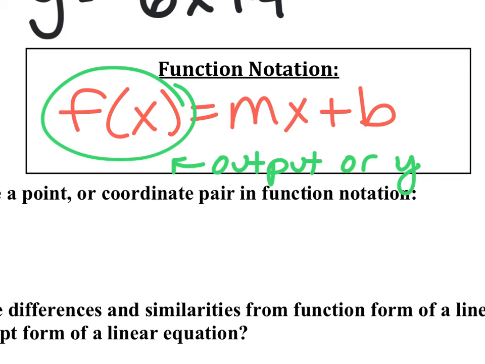This does not mean multiplication. We are not doing f times x. It's the function of x. It's just like a different name for y.